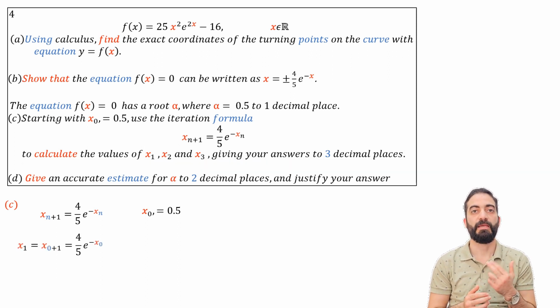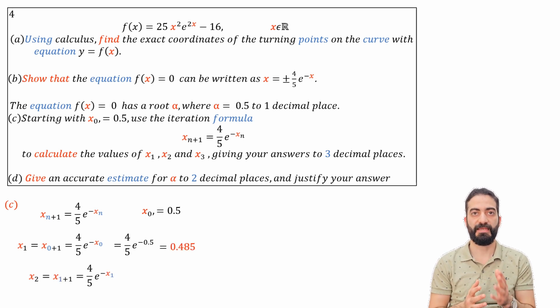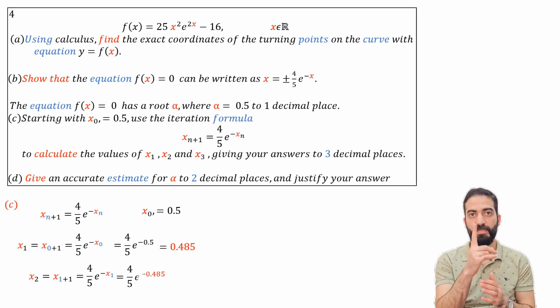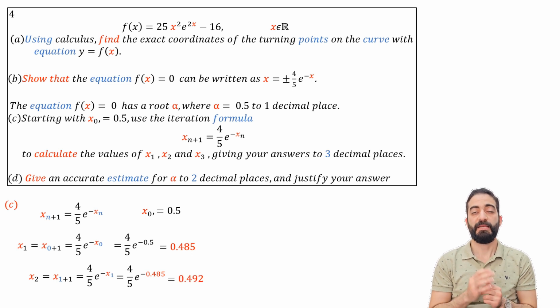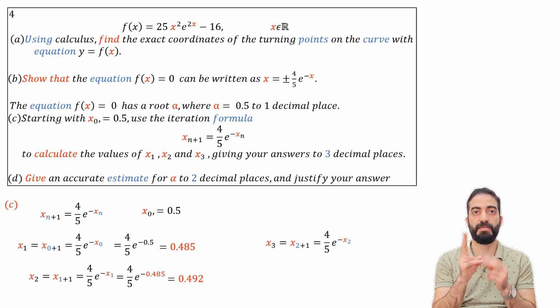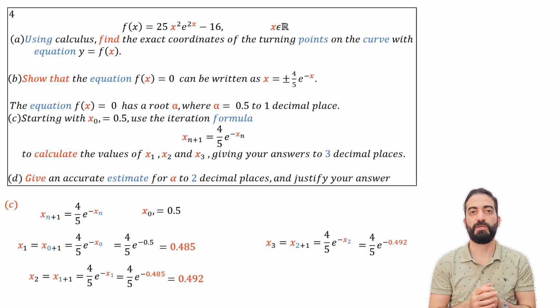x1 equals x0 plus 1, meaning that n equals 0, and in this way we have obtained x1. x2 equals x1 plus 1, meaning that n equals 1, and in this way we have obtained x2. x3 equals x2 plus 1, meaning that n equals 2, and in this way we have obtained x3. We now move to part D.